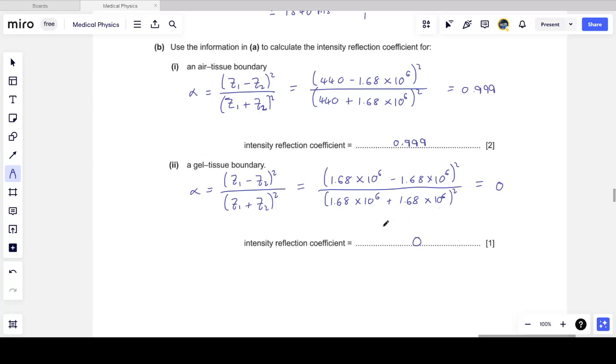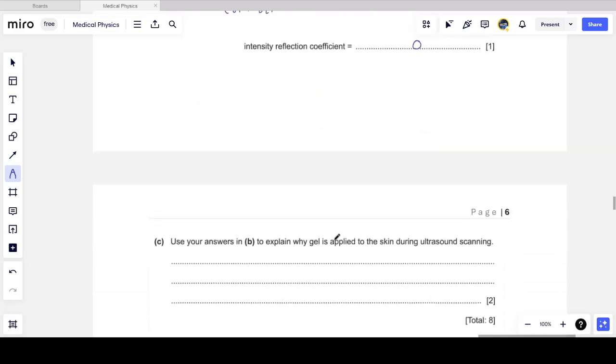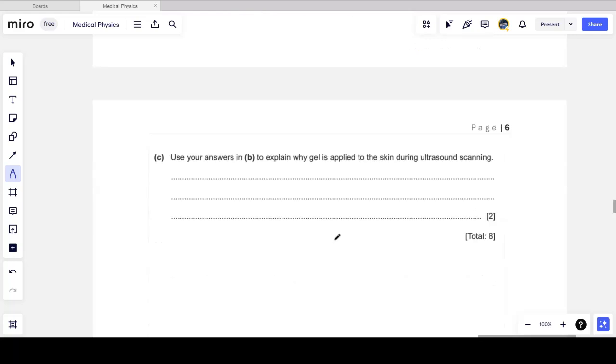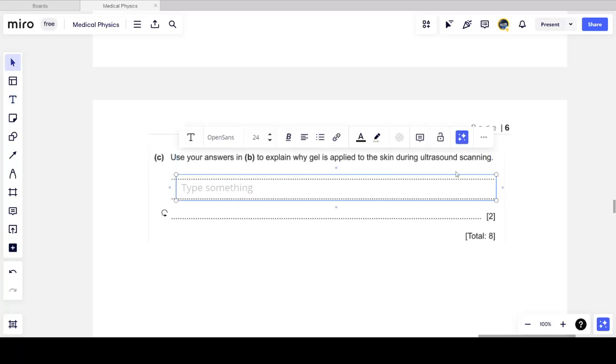So between the gel and the skin, or the gel and the tissue, there's very little reflection. So all of the ultrasound wave actually goes in. And that's why we use the gel for ultrasound, to not allow a lot of the wave to be reflected off the skin when the ultrasound device is placed on it. And the next question asks specifically that. Use your answers in B to explain why gel is applied to the skin during ultrasound scanning. So we have to write it in a nice way.